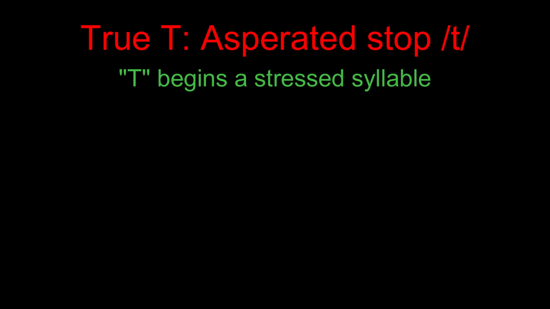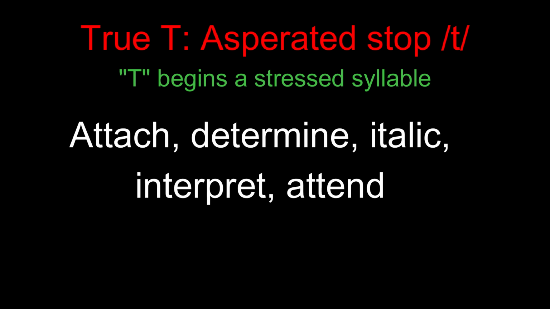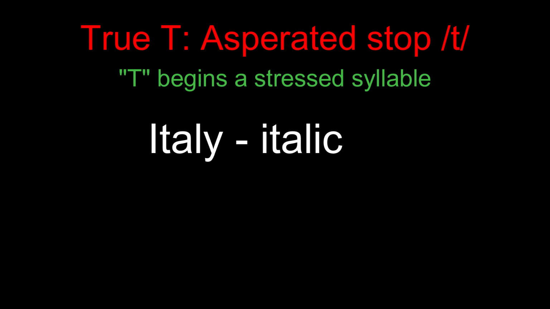When T is the first sound of a stressed syllable, it remains the true T sound. So, in these words, T is not flapped but aspirated. Attach. Determine. Italic. Interpret. Attend. Compare Italy to italic. Italy has the stress on the first syllable, so the T is flapped, but in italic, T is not flapped since it begins the stressed syllable.